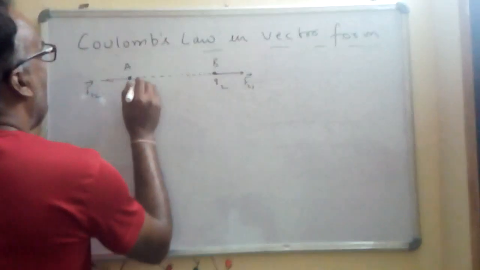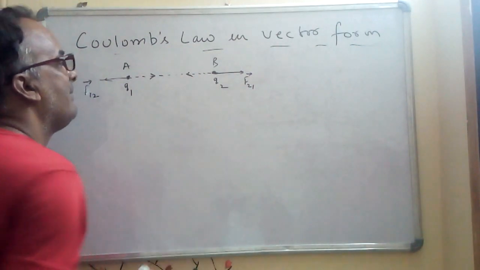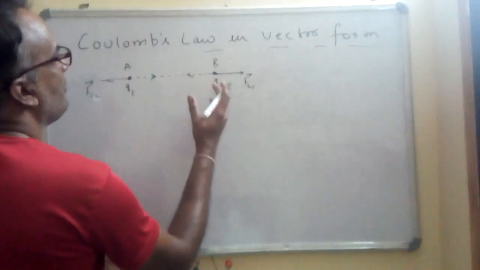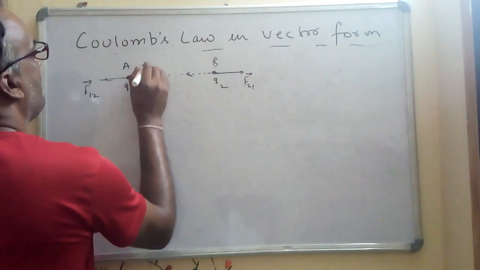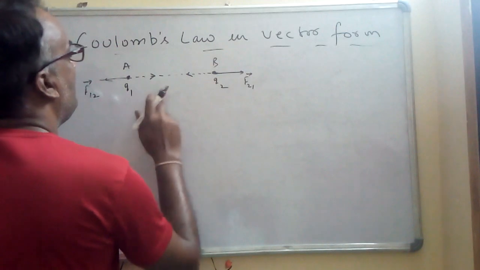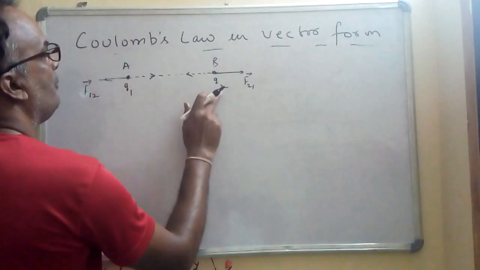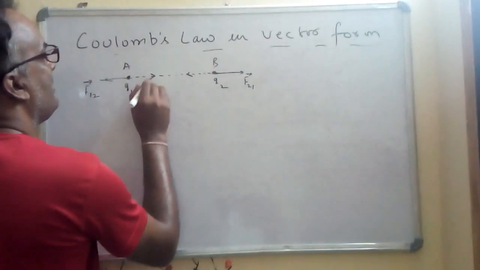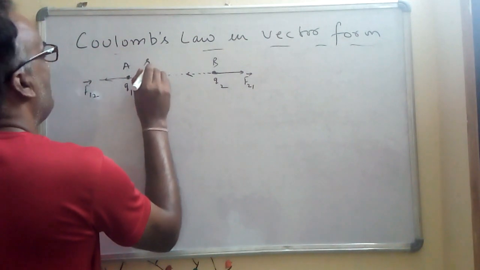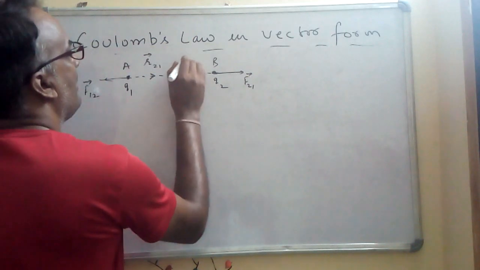And the position vector. We are talking about the position vector. That means the position of Q1 with respect to Q2, and the position of Q2 with respect to Q1. So this direction will give you the position of Q2 with respect to Q1. So this will be your R21, and this will give you your R12.